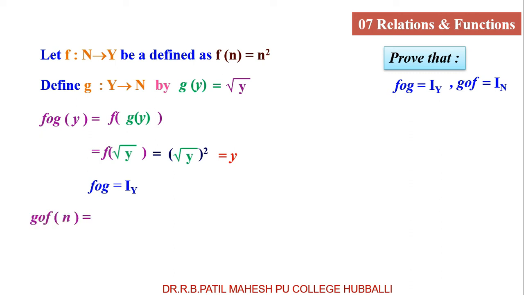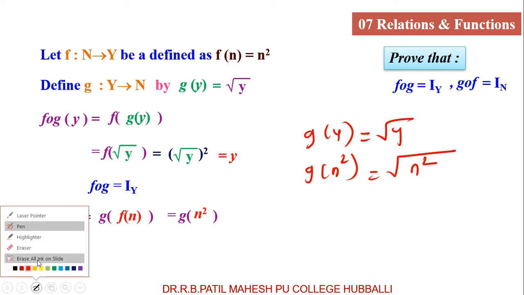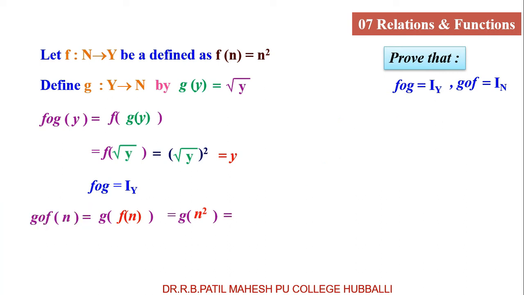So go for g composition f of n. So g of f of n, replace f of n here, students. So that will be g of n square. So g of n square, how to continue it? Dear students, g of y is equal to root y. Then g of n square you want, is it nothing but root of n square? Definitely g of n square is root of n square. So I am writing here, root of n square. Root and square will get cancelled and I am left with n. So g composition f is equal to identity function on the set n.